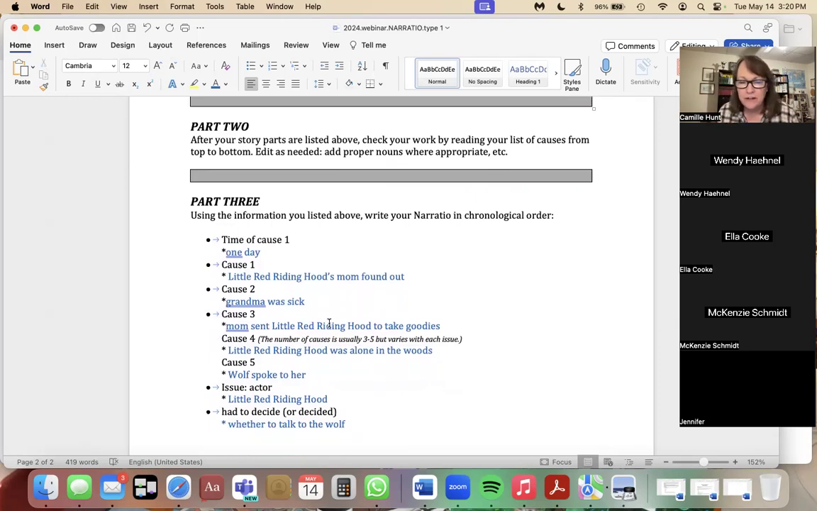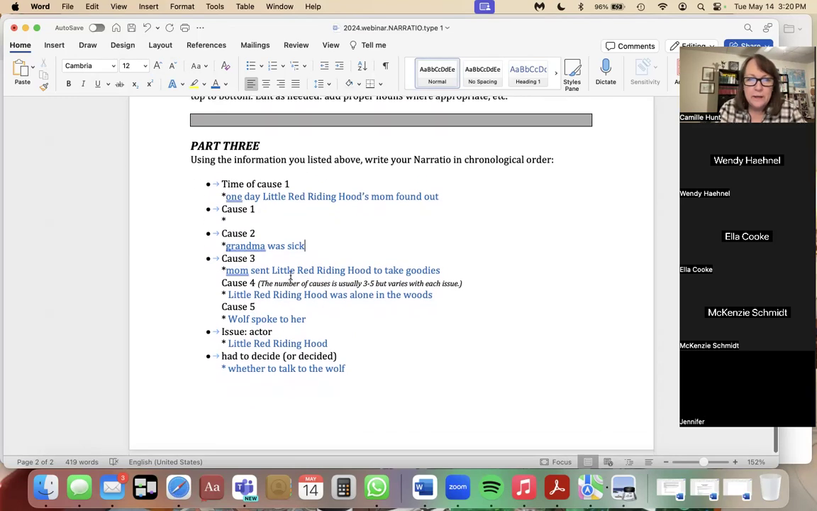Let's read it in the other direction. We're going to read from the top down this time. We made it from the bottom up. Now we'll read from the top down. One day, and we decided that's going to all be the time. One day, Little Red Riding Hood's mom found out her grandma was sick. Mom sent Little Red Riding Hood to take goodies. Little Red Riding Hood was alone in the woods. The wolf spoke to her. Little Red Riding Hood had to decide whether to talk to the wolf.